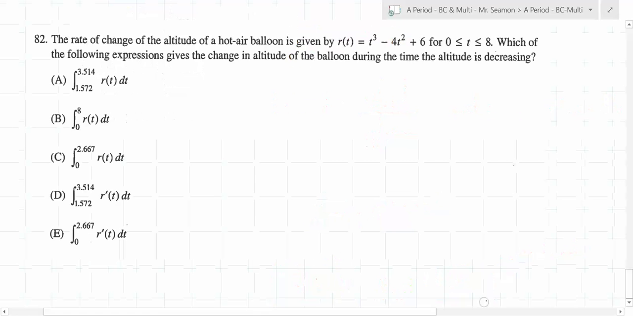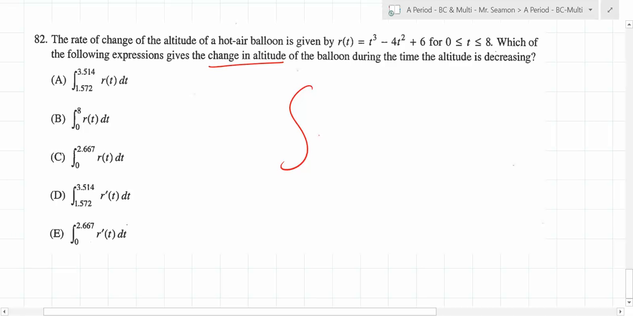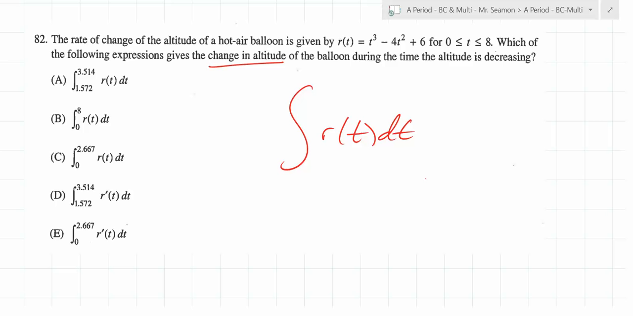How do we feel about this? Change in altitude: we will be integrating r of t or r prime of t? R of t dt. We know we will be integrating r of t if we want the change in altitude, right? Because this is the rate of change of the altitude, correct? So automatically, can we eliminate a couple of these? We can eliminate d and e.